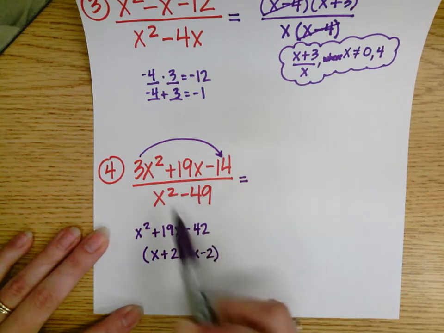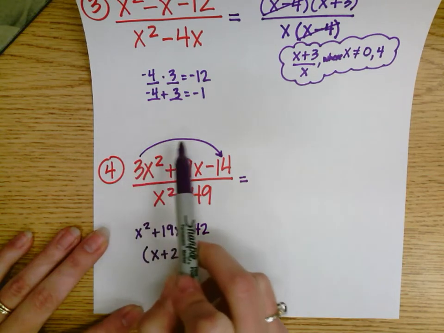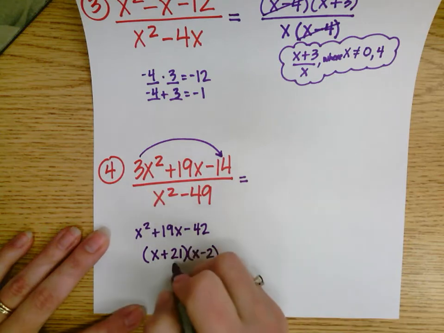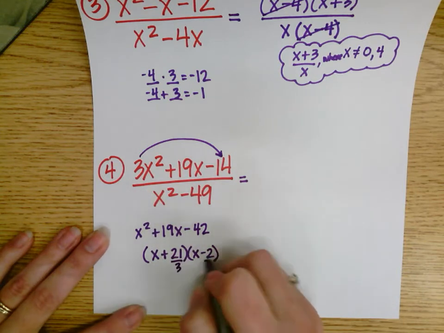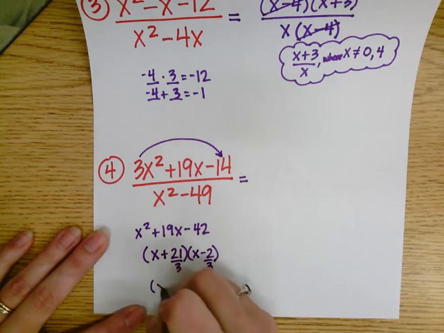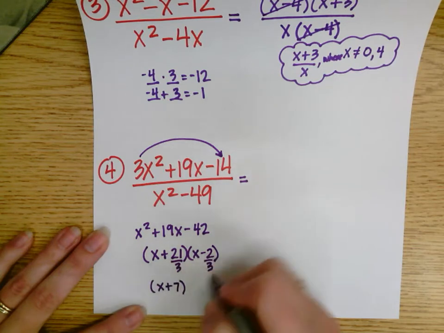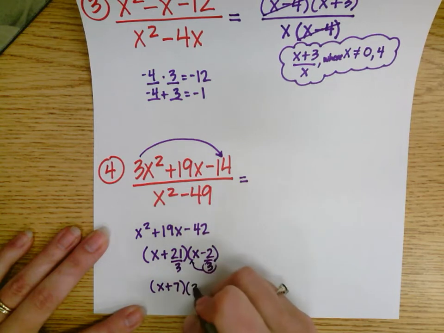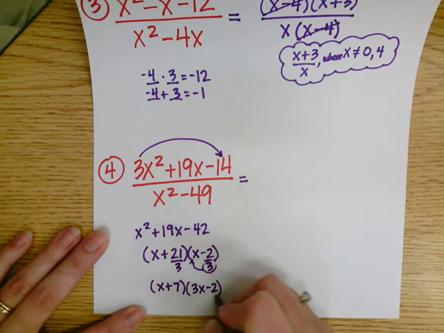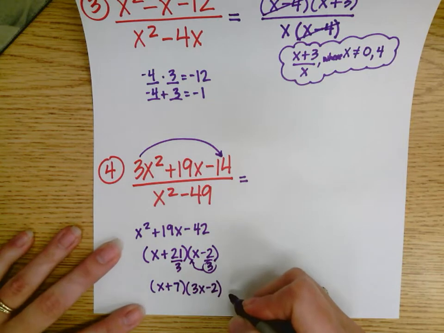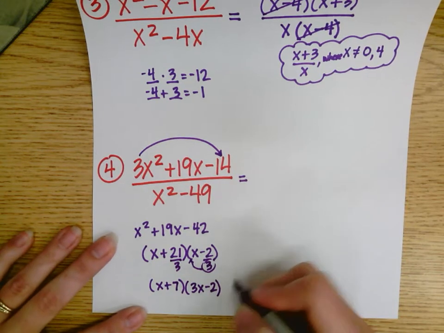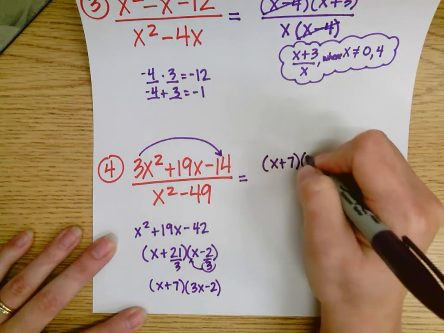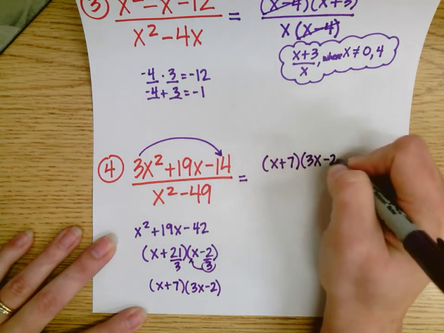And then because I moved that 3 down to make factoring easy, I'm going to have to bring that 3 back. So I'm going to divide by 3 here and here. And so I'm going to end up with x plus 7. And then remember, this goes up and becomes a coefficient of 3x minus 2. So there I have factored that 3x squared plus 19x minus 14 into x plus 7 and 3x minus 2.